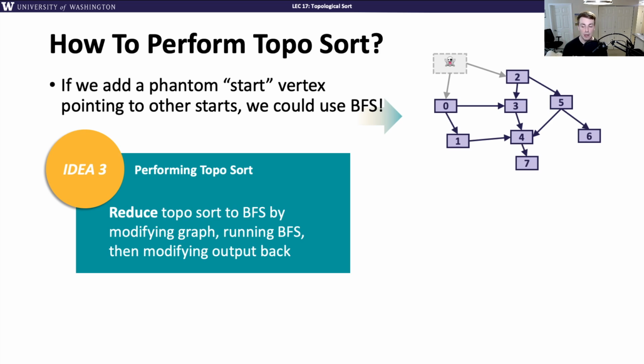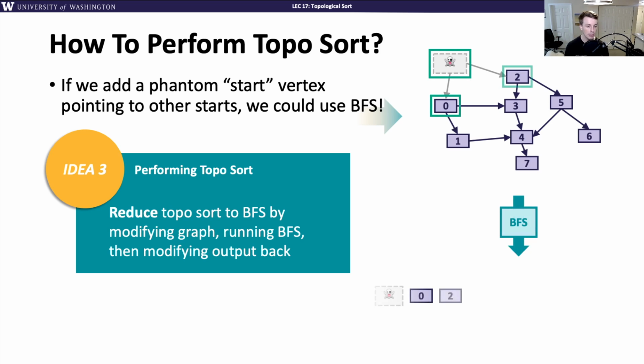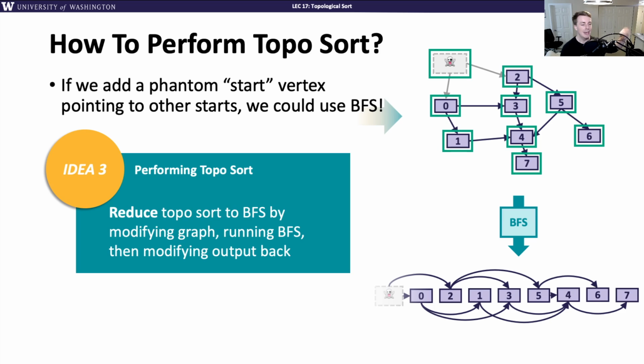What we're doing here is reducing topological sort to BFS. We're changing the graph input so that BFS can work on it. So now we can just run the BFS algorithm, starting with this ghost node and running BFS as it was written in the pseudocode a couple slides ago, outputting all of the nodes in the order it visits them, level by level.